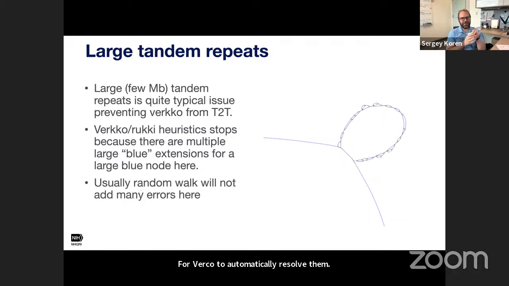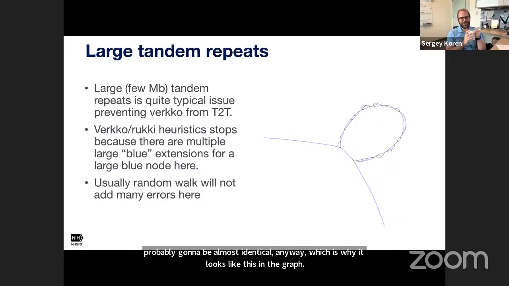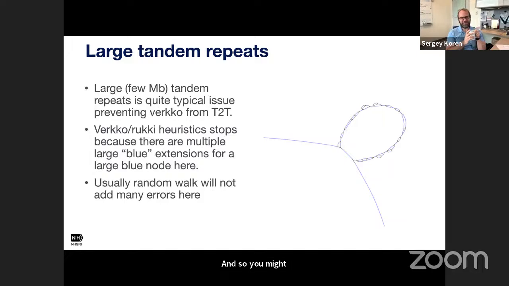Or it could be that as a human, you can make decisions that Verkko doesn't understand or isn't programmed to do. For example, it has to resolve both sides of a bubble, and if you resolve one side, the other one must go to the other haplotype or the other copy of the repeat, which the algorithm can't do. It has to resolve either all or nothing. In some cases, you might even want to take a random walk. You're going to slightly mess up the repeat, but it's probably going to be almost identical anyway, which is why it looks like this in the graph. So you might say you're okay with having a little bit of error in that region if you can fill in that repeat sequence.